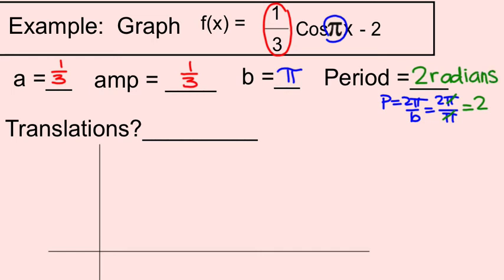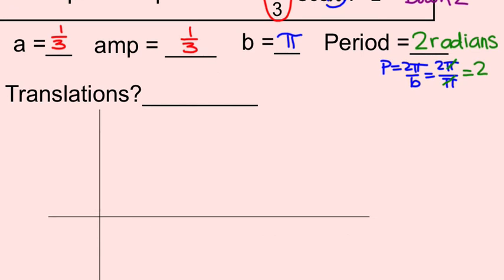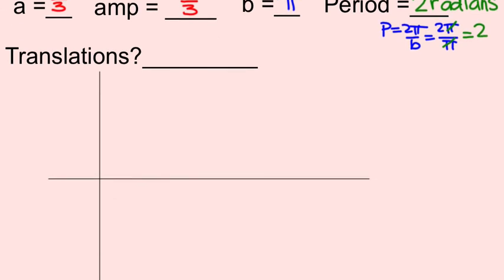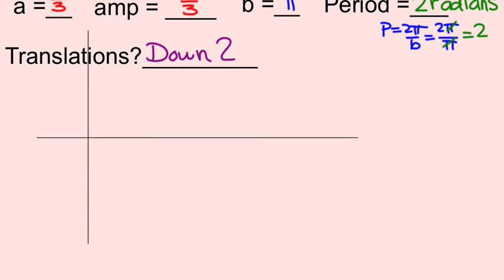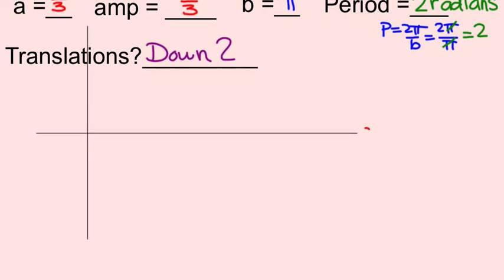And then the last thing I notice is I have a -2. So what this does is it shifts everything down 2 units. So yes, there's a translation. We're going to shift down 2. So if I have my horizontal axes normally right here, I'm going to shift my horizontal axes down 2 units. So there will be my middle. So here is at -1 and then -2.